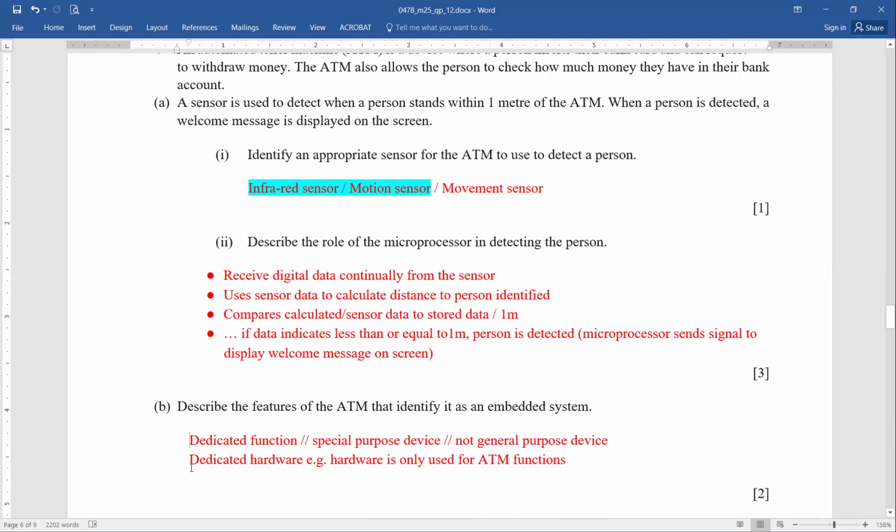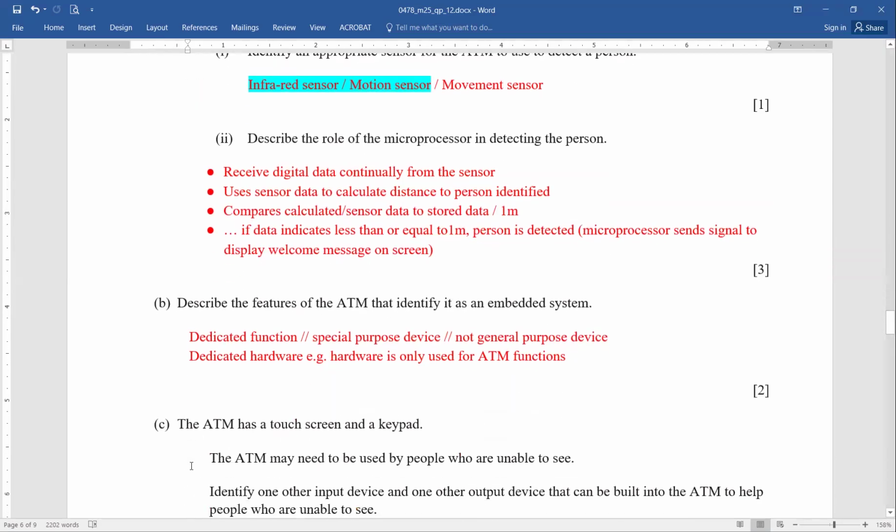And you can mention that it's using dedicated hardware, and that hardware is there to only perform the ATM functions, like dispensing cash mainly. Or maybe some other slips are also given through the ATM, but it is only doing the dedicated task, no other task except what it is designed for. In this manner, we can score 2 out of 2.